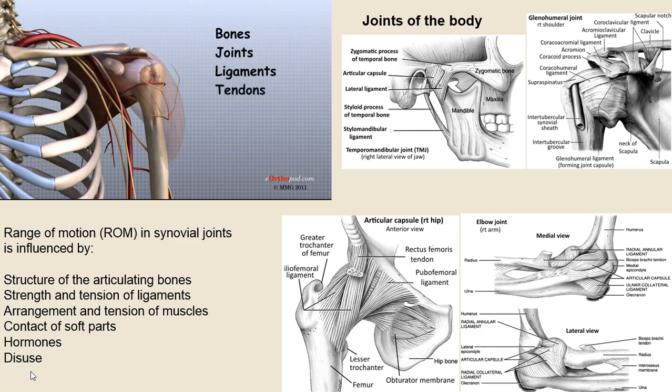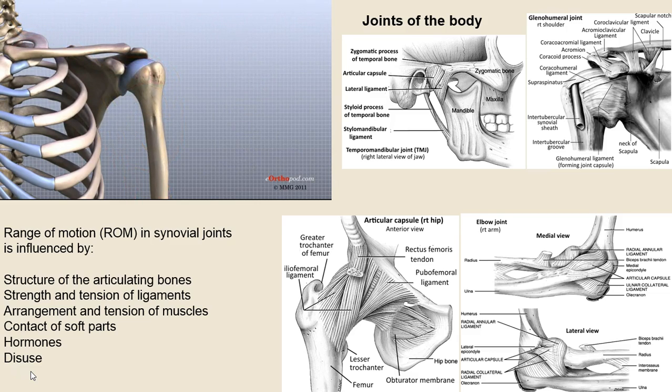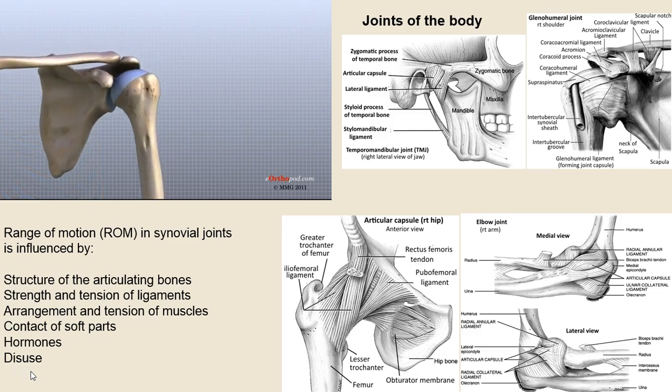Here it is. Now, the range of motion of all joints is influenced by not just the shape of bone, but by ligaments, contact soft parts, tendons, hormones, and if we use it or not, we call it disuse. There's the scapula, clavicle, and the humerus.